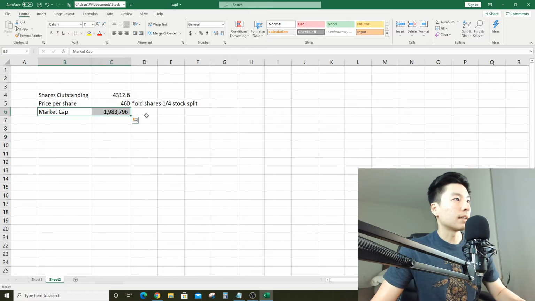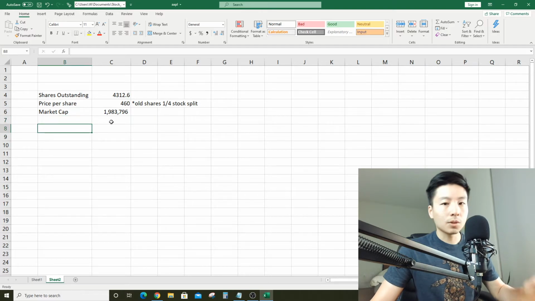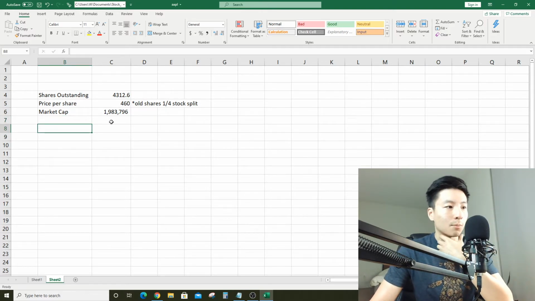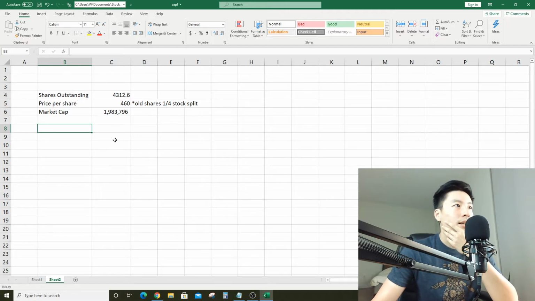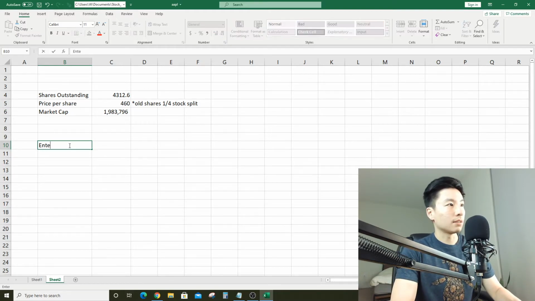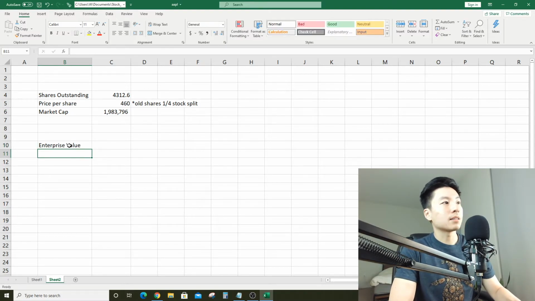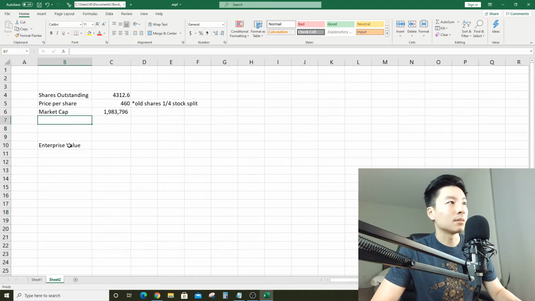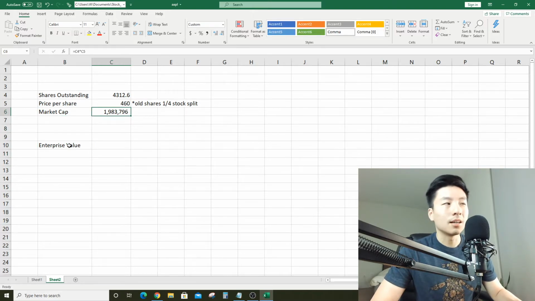So let's move this down. So market cap. Okay, here's what you probably don't know. Market cap is not the full picture. You also have to adjust for some things to get to what's called enterprise value. And you might ask, why do we do that? Isn't market cap what the company's worth? Yes and no.